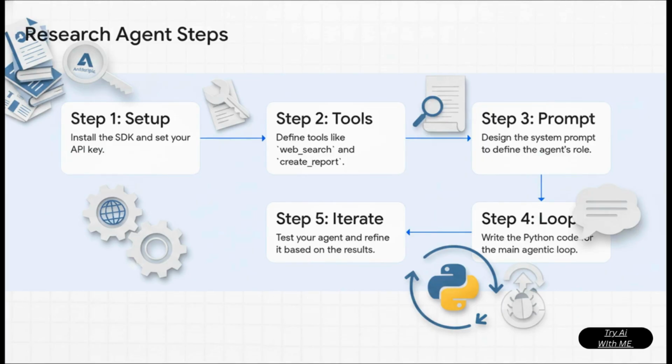Here's a 5-step plan. 1. Set up your environment, install the SDK, get your API key. 2. Define your tools. We'll create a simple web search tool and a create report tool. 3. Design the system prompt. 4. Build the agent loop in Python. And 5. Test and iterate.